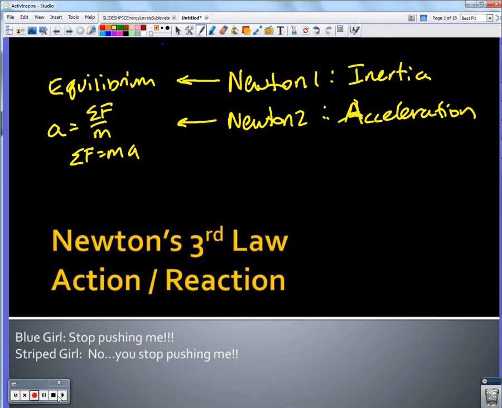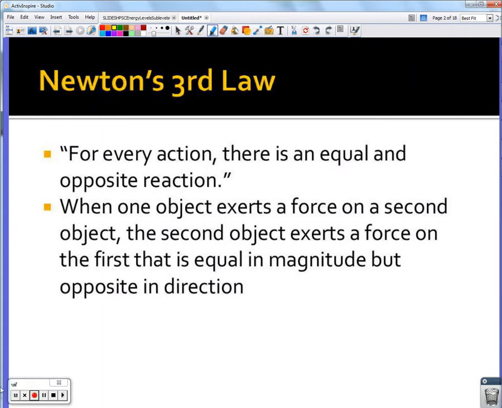This last section, Newton's third law, doesn't necessarily talk about a single object. It talks about interactions between objects. And where Newton's first law is summarized with inertia, and Newton's second law is summarized with acceleration, Newton's third law is summarized by the concept of action-reaction. Most of you have probably heard some version of Newton's third law before: for every action, there is an equal and opposite reaction, which is true. But what that means sometimes can be a little confusing.